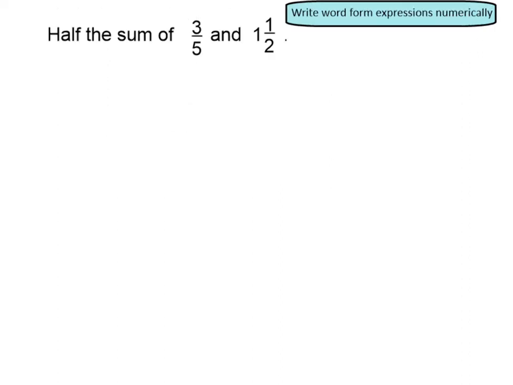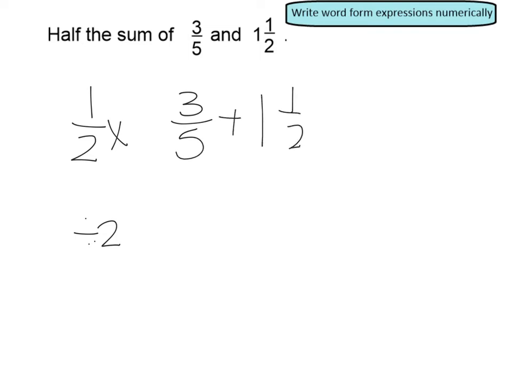Half the sum of 3/5 and 1 1/2. Well, half means I split it in half, or half of means I'm multiplying by 1/2 or dividing by 2, okay? Because those are the same thing. So again, sum means what? It means the answer to an addition problem. So I've got to add 3/5 and 1 1/2.